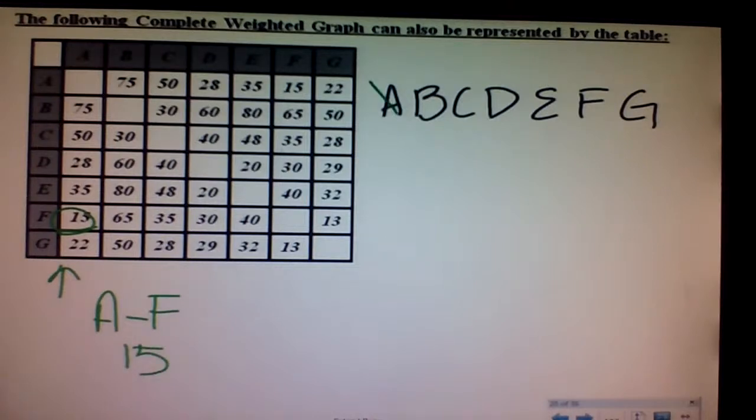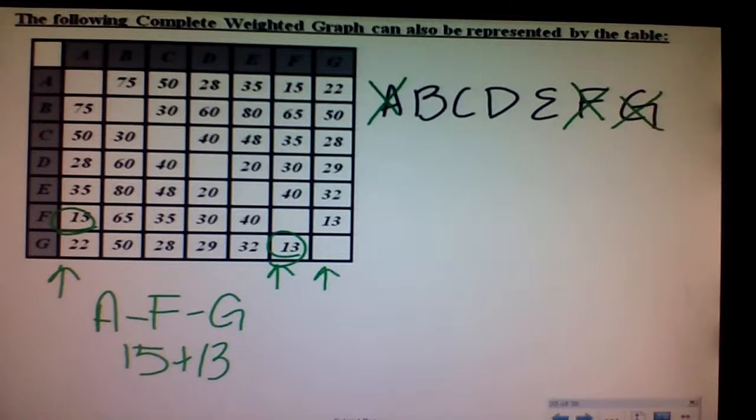Okay, so A and F is done. So now we're at F. So now we go to column F, 13, or G. 13, I think I did that right, to G. Then you go to column G. So now we're done with G.